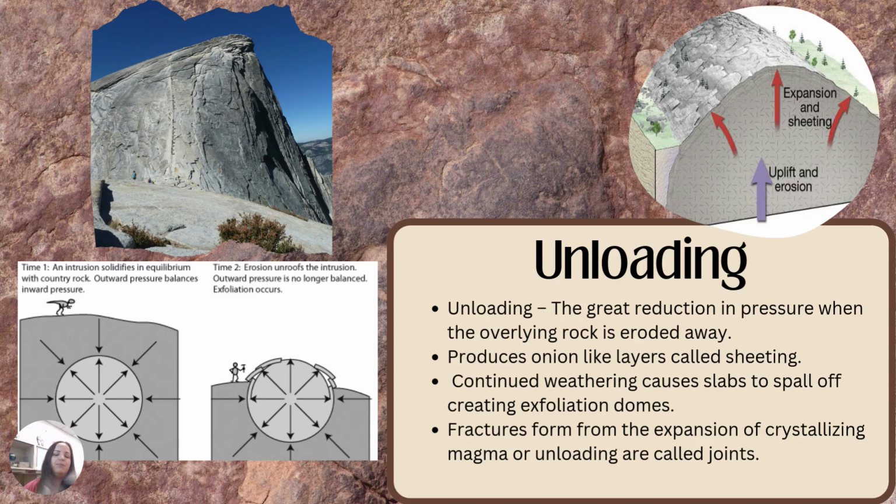When the overburden pressure is removed from uplift and erosion, it starts to expand. And these expansions cause layers, which we call sheeting. And if we continue to see this weathering, they start to kind of fall off. And you can see in that image pieces of it falling off there. And we call those exfoliation domes. So a good example of this would be Half Dome, which is the upper left-hand photo there. You can see all of those cracks in the rocks, which we also call joints. Those are fractures. And all of those that come off, they come off in sheets. And overall, this is also an exfoliation dome.